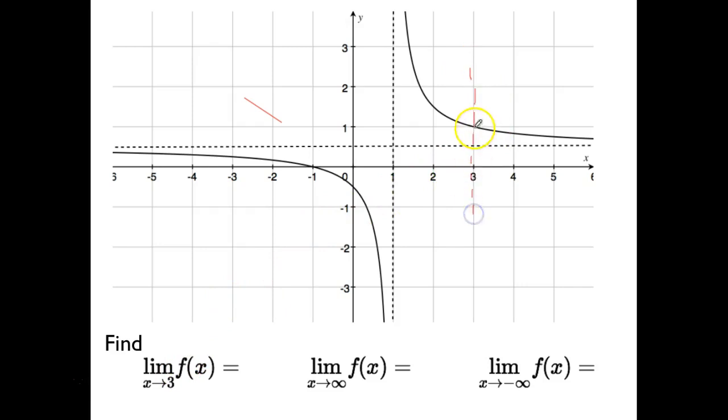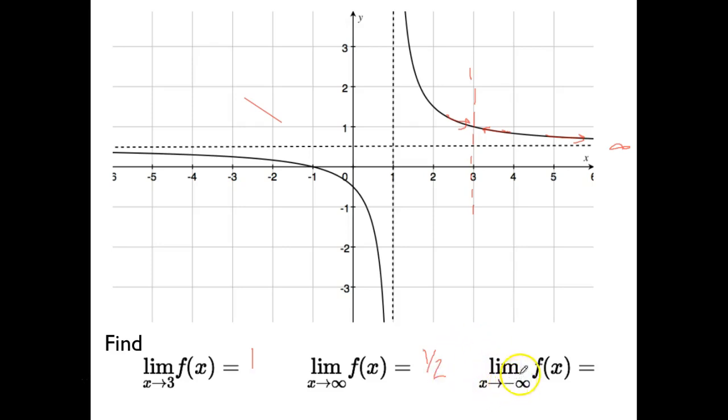Limit approaching 3. From the left-hand side, it looks like we're approaching the y value of 1. From the right-hand side, we're approaching the y value of 1. So the answer here is 1. Okay, let's do limit as x approaches positive infinity. Okay, that's going to be way over here. Positive infinity is way over here. What y value are we approaching as we go way over here? Well, it looks like the y value this function is approaching is a half. So it looks like our limit is going to be a half.